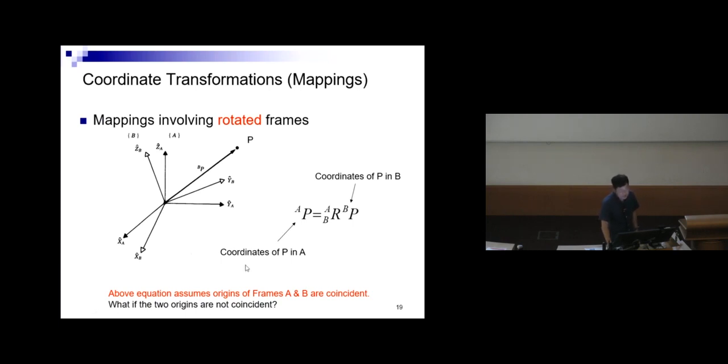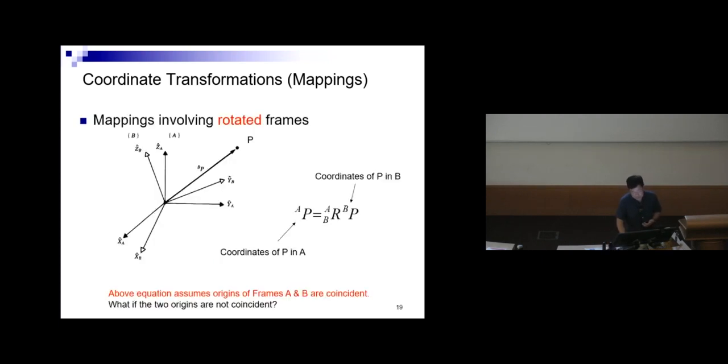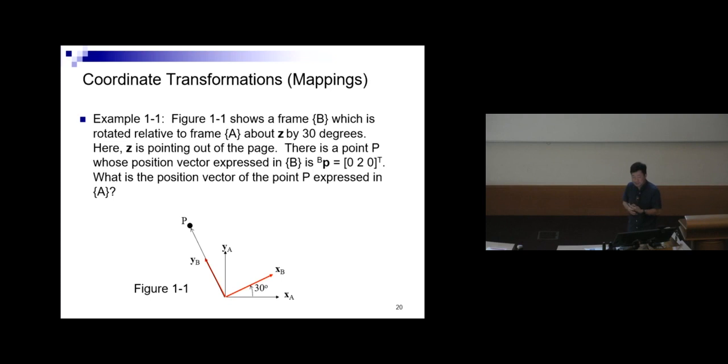So what happens if the two origins are not the same? You will actually have to deal with the translation. Let's look at a simple example. In figure 1-1, a frame B is rotated relative to frame A about Z by 30 degrees. If you look at this figure, where is Z? Remember, this is a right-hand coordinate frame. So you move from X to Y, and your Z will point out of the paper. Okay?